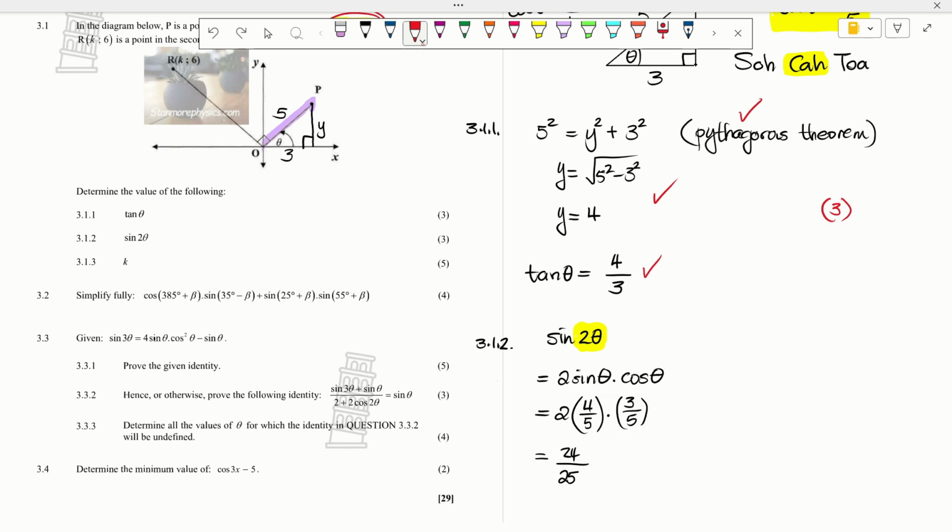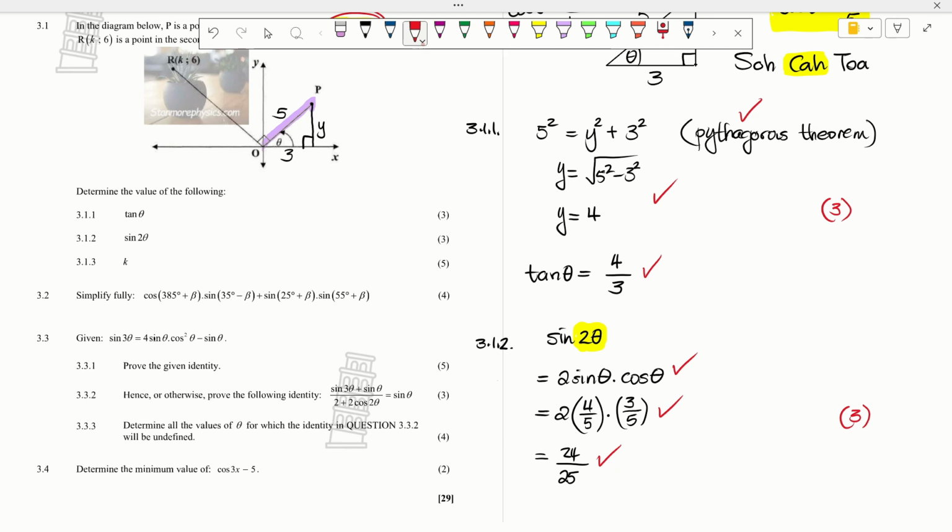Okay, so 24 over 25, how are they going to mark this? They'll mark you for writing the correct identity, for the correct substitutions, and for the final answer. So in total here you'll get 3 marks. It's very important to know where you're going to get your marks so that you don't waste your time doing things that don't count for marks.